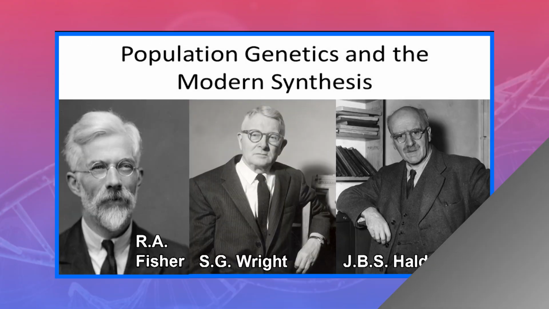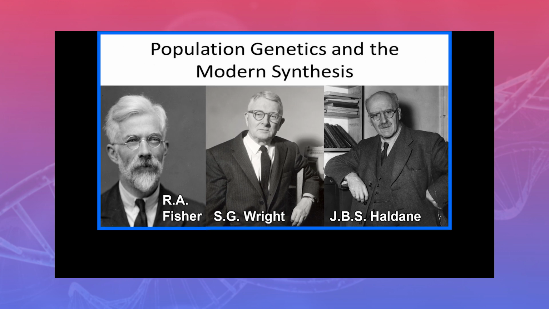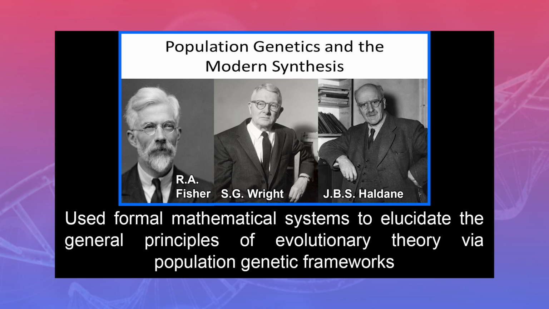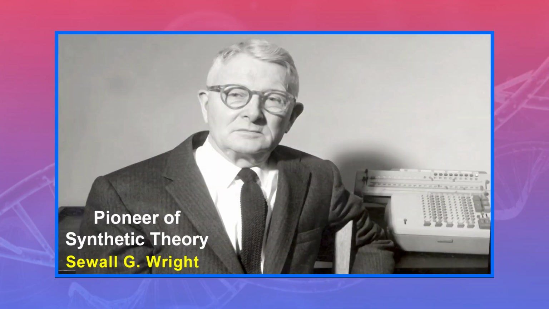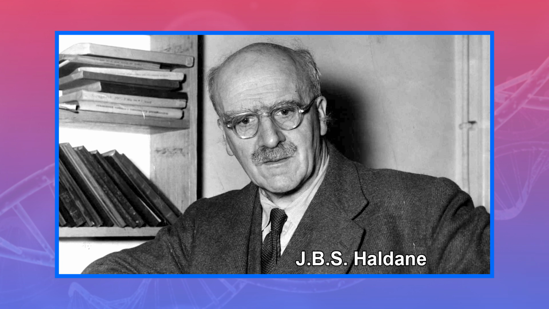Central to the process was the work of three theoretical population geneticists: R.A. Fisher, Sewall Wright, and J.B.S. Haldane. Though their specific methods differed, these three workers used formal mathematical systems to elucidate the general principles of evolutionary theory via population genetic frameworks. Fisher emphasized the operation of selection upon large populations. Wright was pluralist, giving more room to stochastic processes, non-adaptive genetic variants, and emphasizing the importance of population substructure, while Haldane tended to approach particular projects in an ad hoc fashion, like genetic load, Haldane's rule, etc., though his general outlook lay somewhere between Fisher and Wright on most issues.